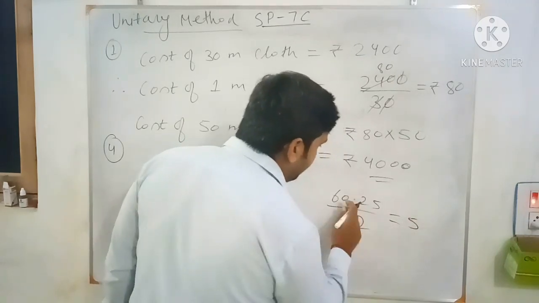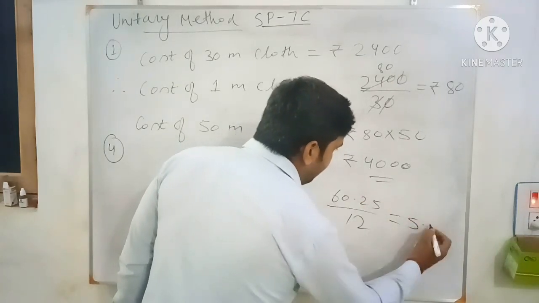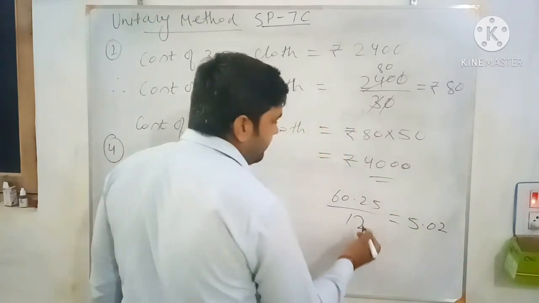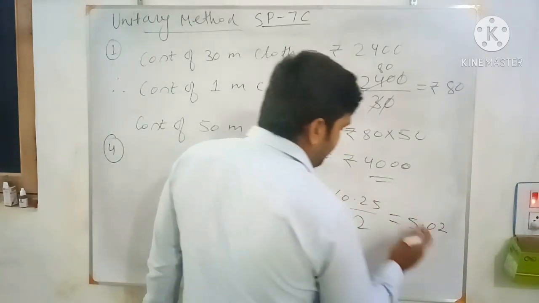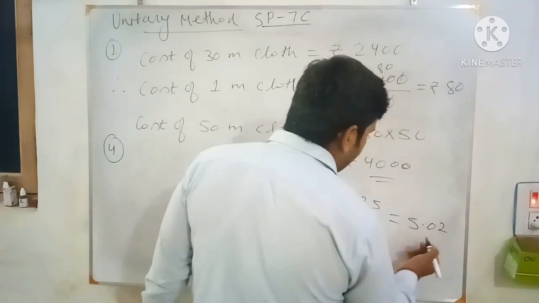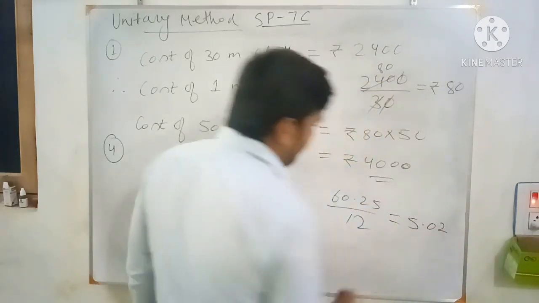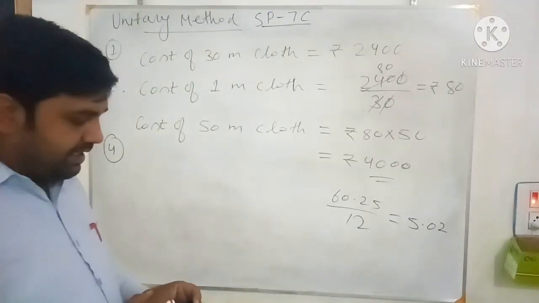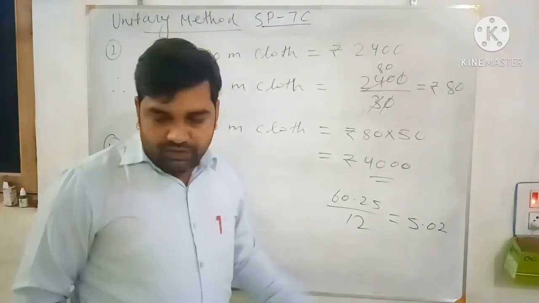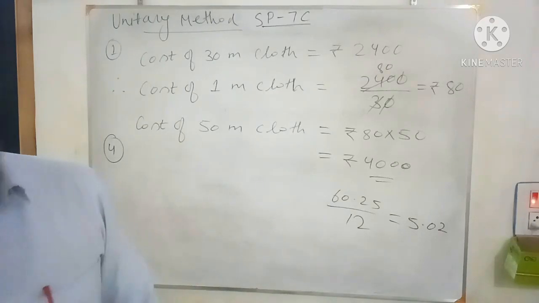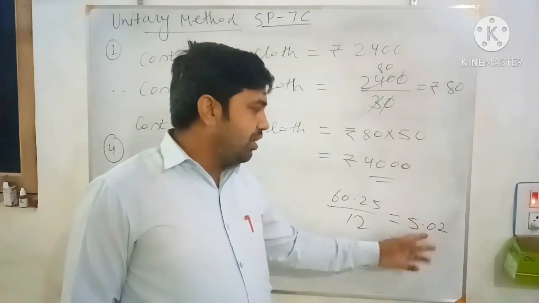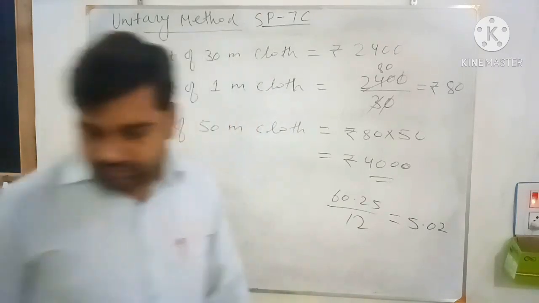12 5s are 60, decimal, 12 zeros are 0, 12 2s are 24. Now 10, again 12 zeros are 0. So you will get here 5.02. So the cost of one article is 5 rupees 2 paise. Now the cost is asked for 744 articles. So you multiply 744 by this cost, 5.02.